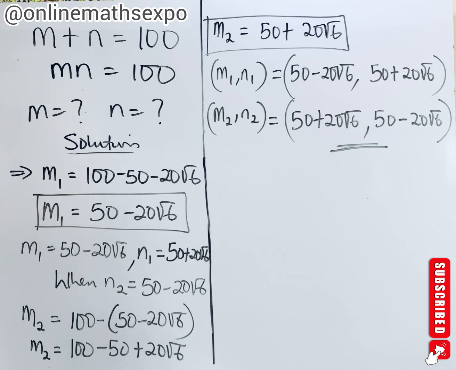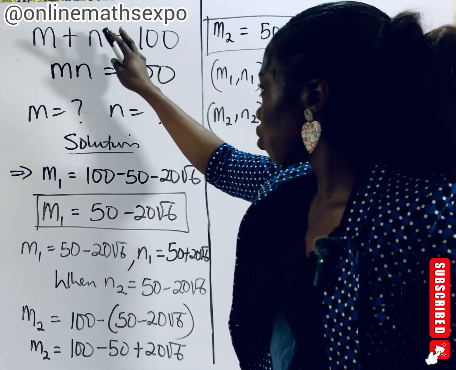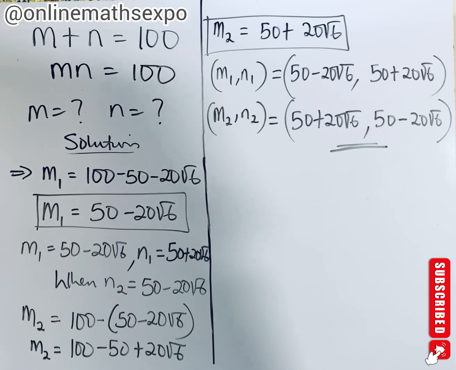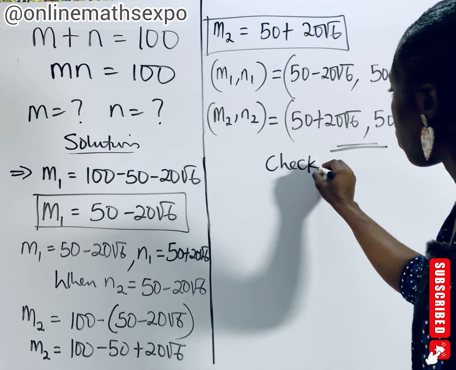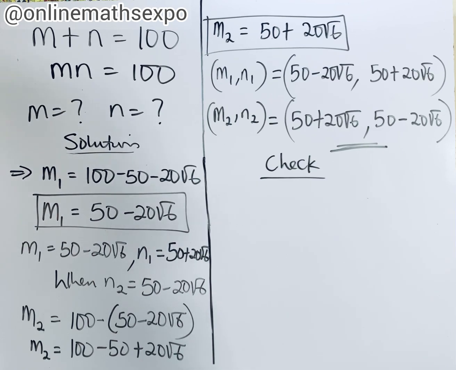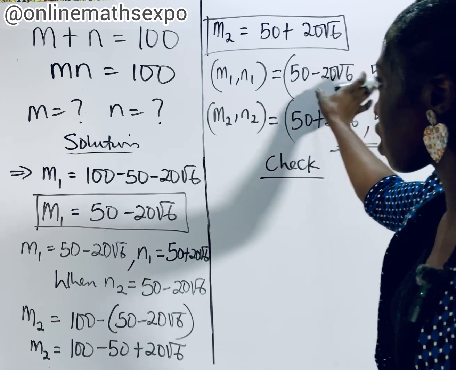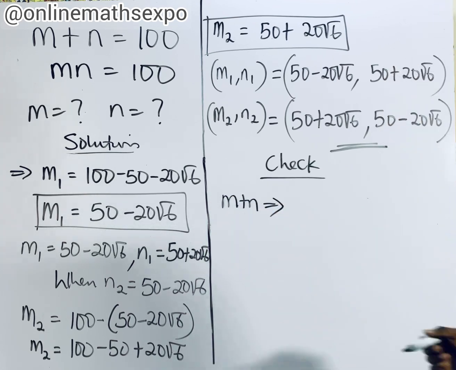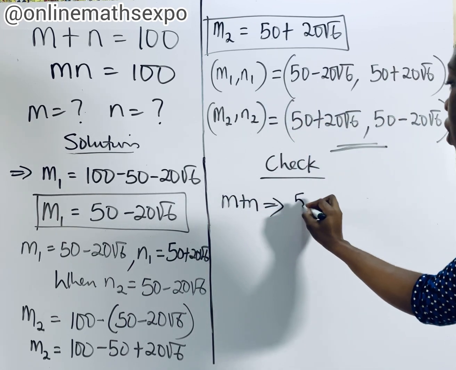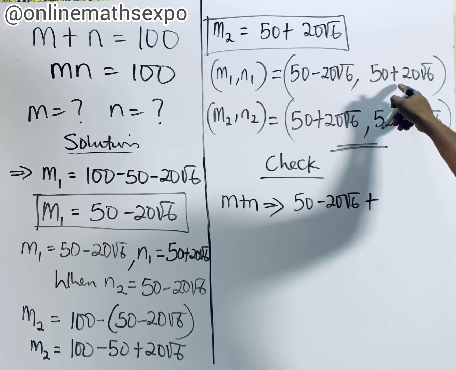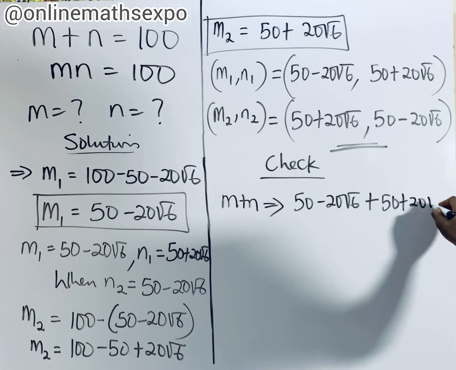Now let's do a check. Let's put these values into this to know if it gives us 100. Because they are the same, we are going to use one of the sets. So let's do that together. To check, we are going to check with the first set. You can try the second and discuss with us in the comments. So let's plug this first set in. For m plus n, we have 50 minus 20 root 6, plus 50 plus 20 root 6.